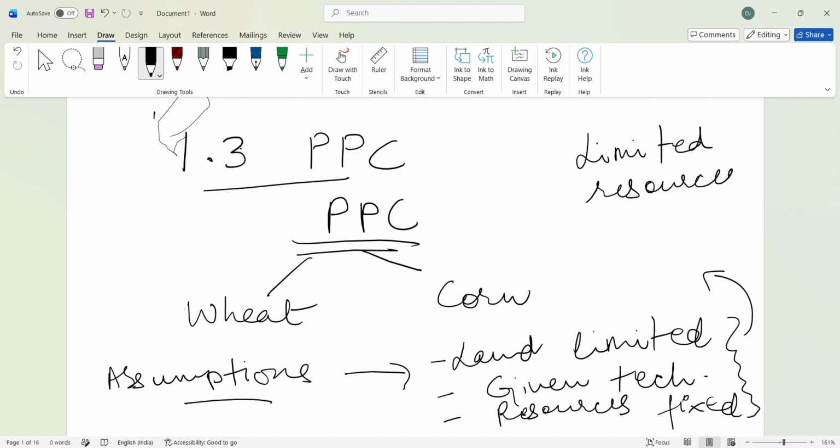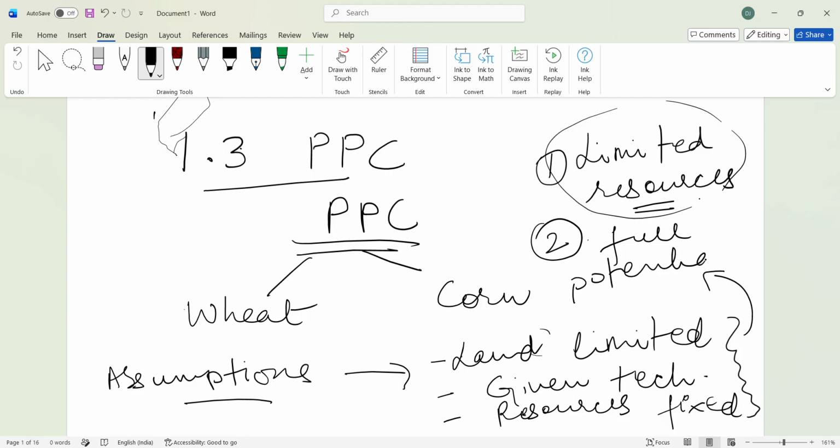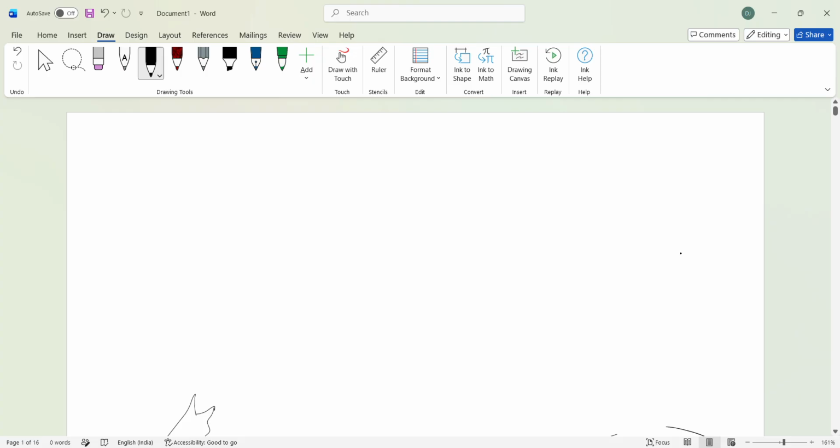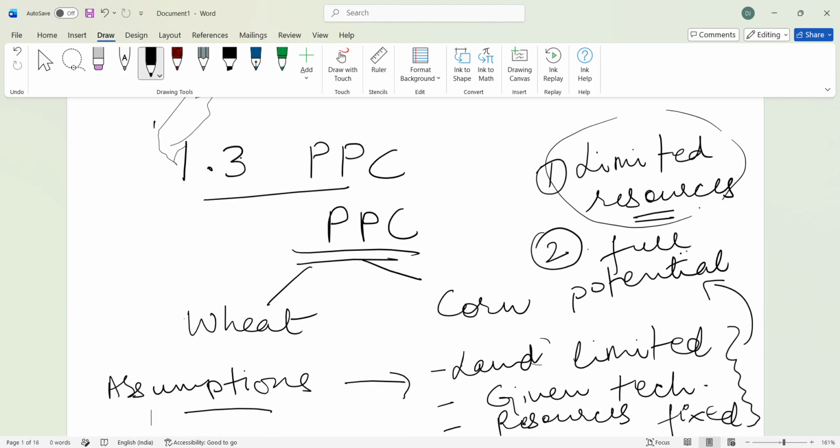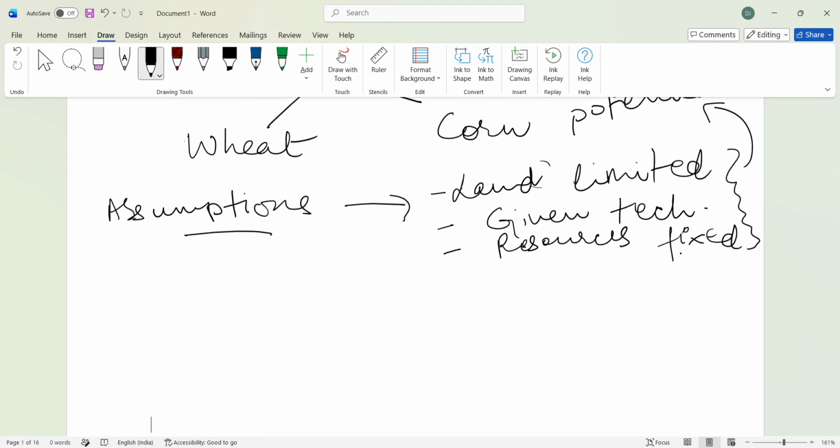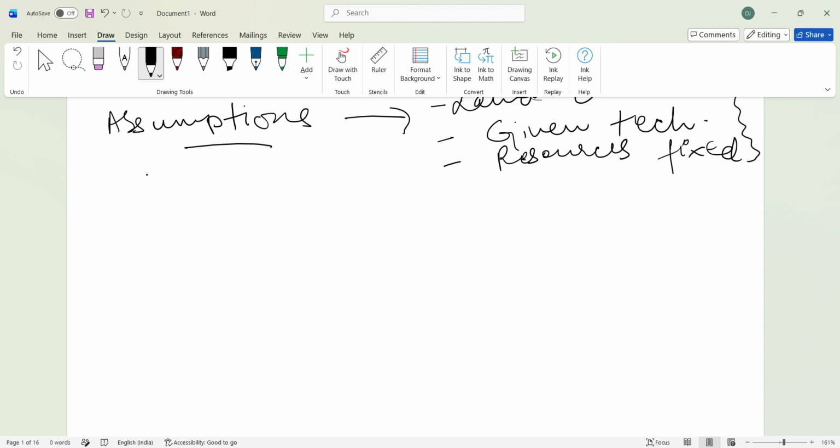Now, resources could be your capital, your labor, the raw materials required, or land that's limited to you. You have just one piece of land. The second major assumption we take is that, first, you have limited resources, and second, that you are using all the resources that you have to their full potential. That basically means you are using each resource to its maximum capability. So you are using resources efficiently.